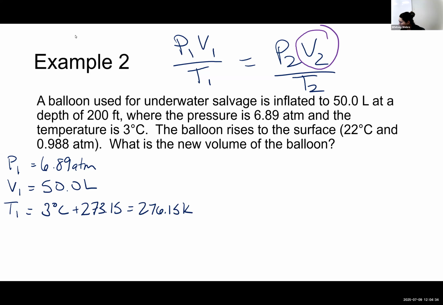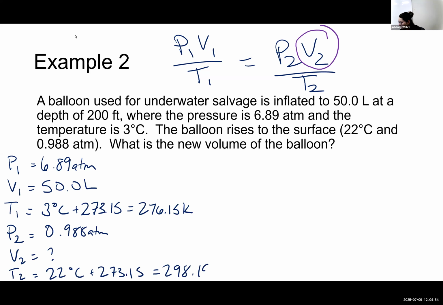Next, I got my 2's. My P2 will equal 0.988 atmospheres. My V2 I do not know. And my T2 equals 22 degrees Celsius plus 273.15, and that's 295.15. Let me just double check. Yes, thank you. So that's my V. My E we already have up top, my equation. My R is rearrange.